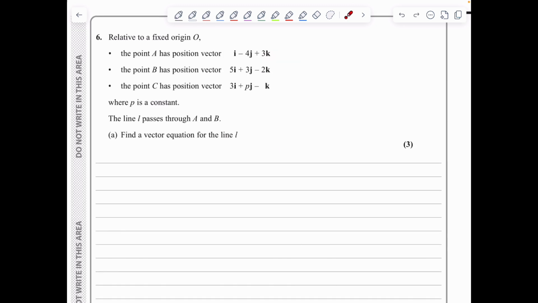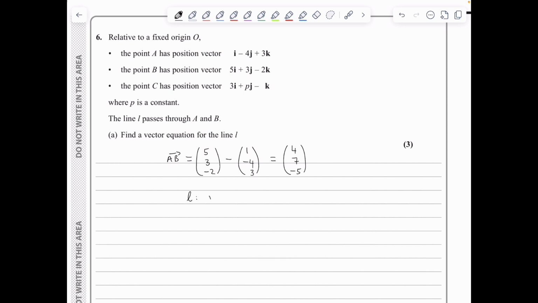In question 6, we're given the position vectors of points A, B, and C, with the point C being given in terms of P, where P is a constant. We are told that the line L passes through the points A and B, and we need to find the vector equation for the line L. I will start by finding the vector AB because that's the direction of the line. So for AB, I'll be doing the vector B, so 5, 3, negative 2, minus the vector A, which is 1, negative 4, 3. So we're looking at 4, 7, negative 5.